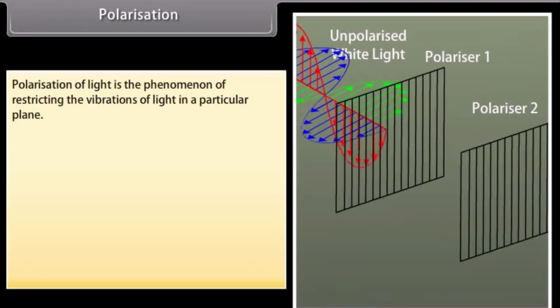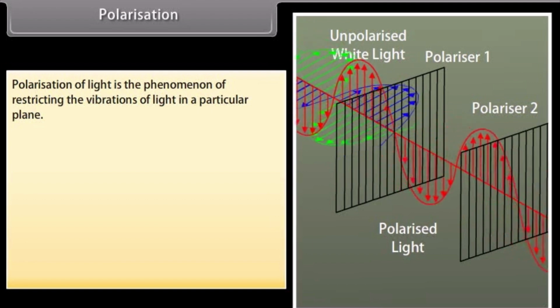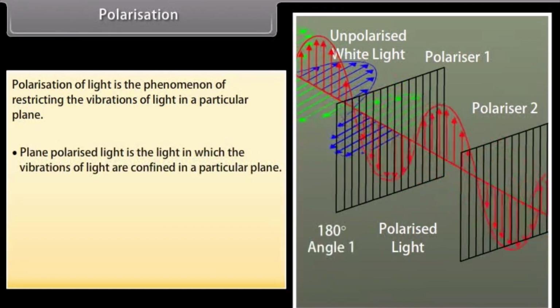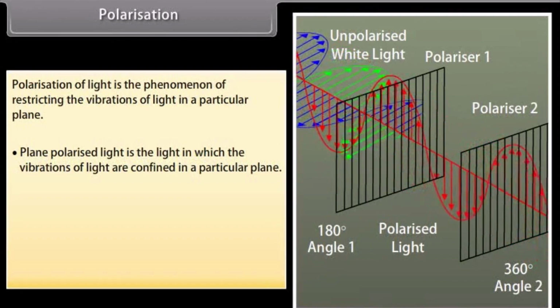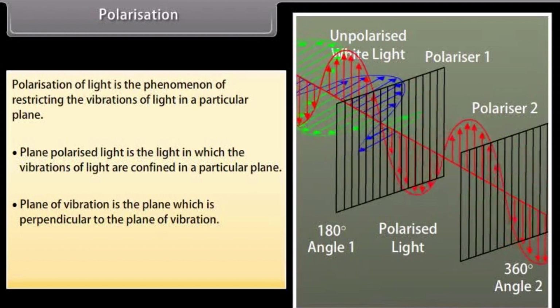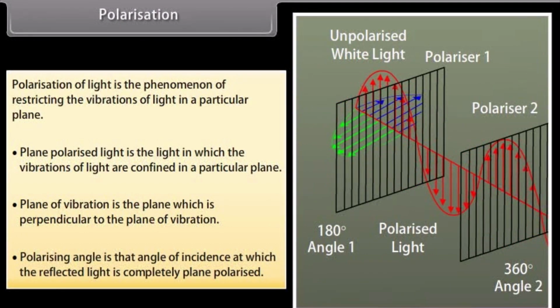Polarization. Polarization of light is the phenomenon of restricting the vibrations of light to a particular plane. Plane polarized light is light in which the vibrations are confined to a particular plane. Plane of polarization is the plane which is perpendicular to the plane of vibration. Polarizing angle is that angle of incidence at which the reflected light is completely plane polarized.